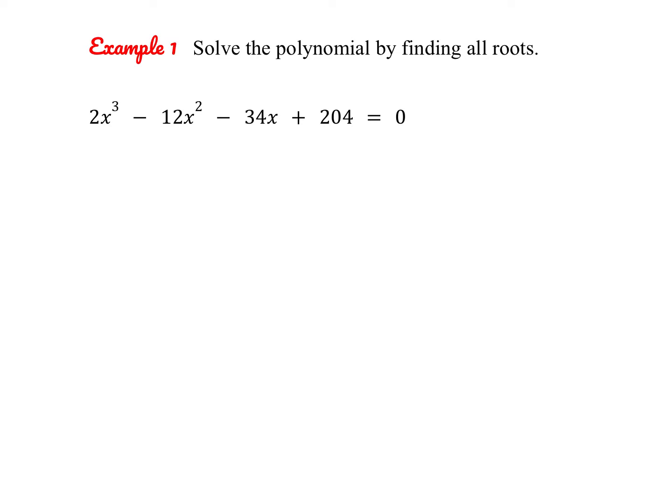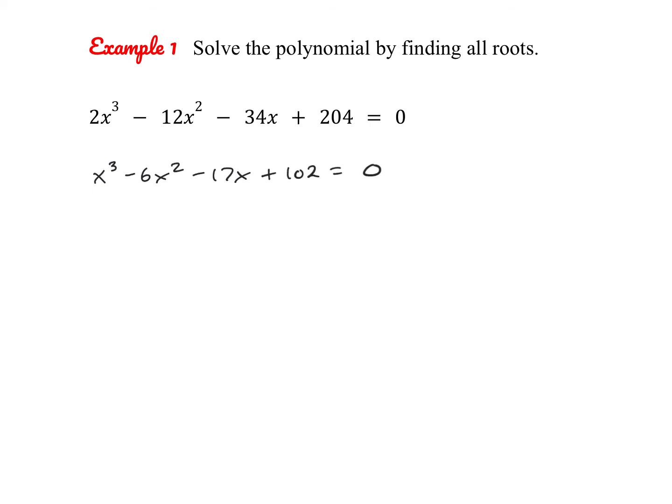Okay, let's give one of these a try together. So we're going to do whatever we need to do to find all of the possible roots. So of course, if we can solve this by factoring, that's definitely the easy way to go. First thing to note is that there is a GCF of 2. So we can just divide 2 on both sides. Let's just divide it out all together. And that leaves us with x cubed minus 6x squared minus 17x plus 102 equals 0.